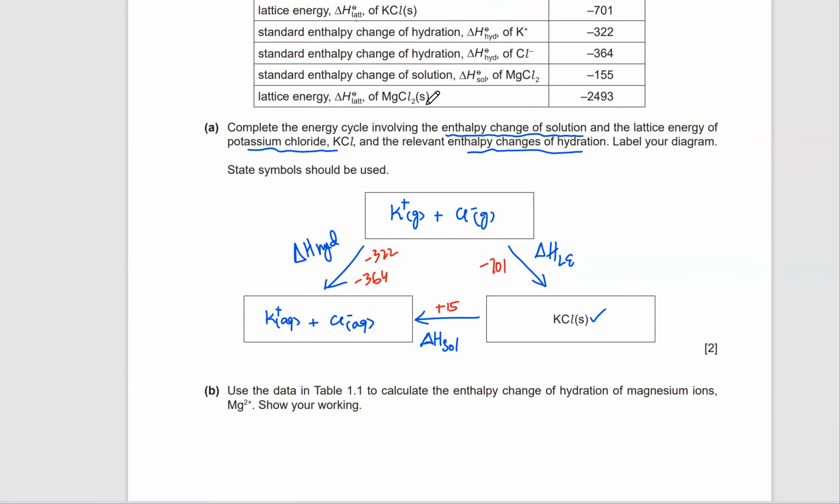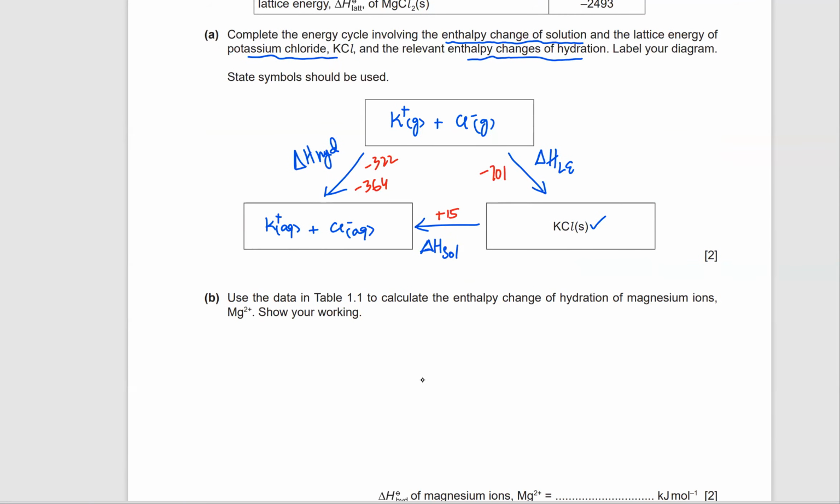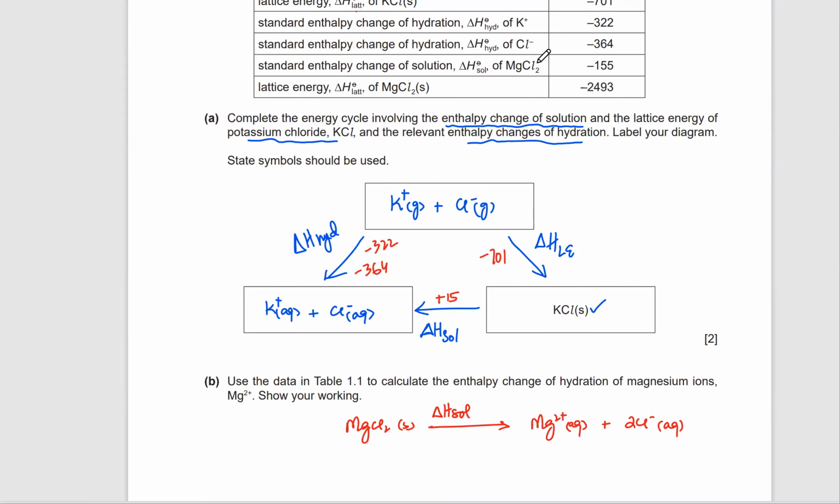He's asking for magnesium, so I'm going to do the same cycle for MgCl2. We can start with enthalpy of solution. What was enthalpy of solution? It's MgCl2 solid, which is going to dissolve. Draw the same cycle as above. So it will become what? It will become magnesium ions aqueous and Cl ions aqueous. So that's delta H solution, and this value is given over here. That's minus 155.